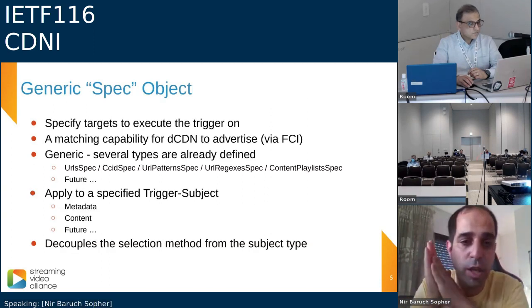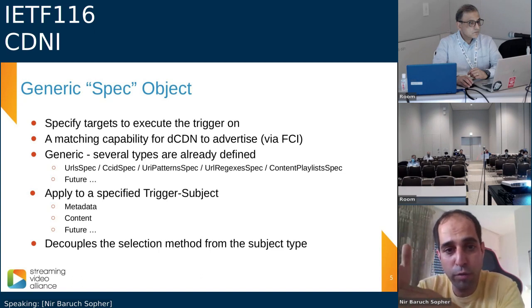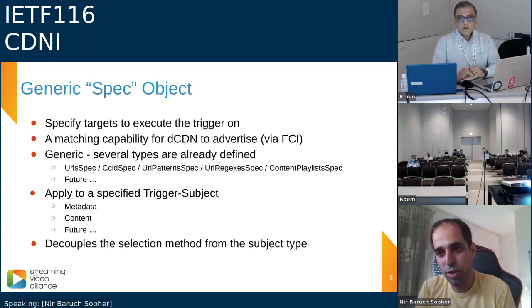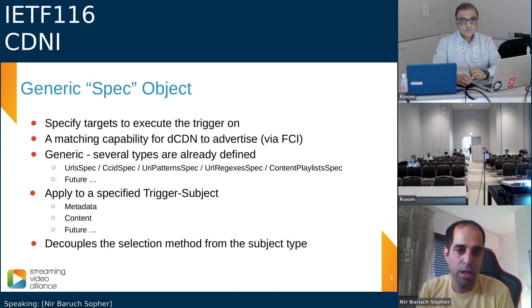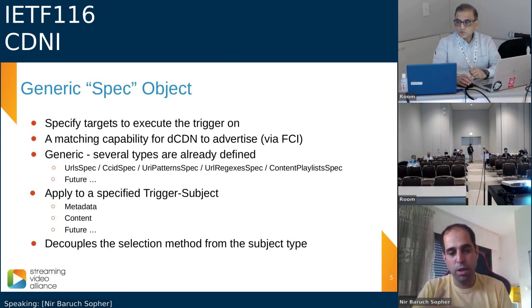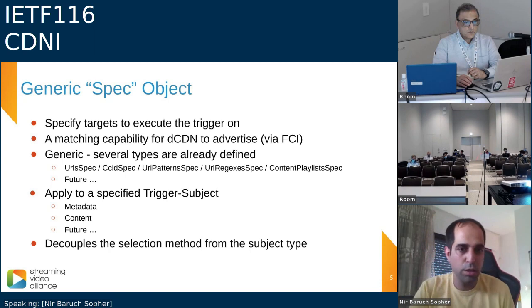Then we define the generic spec object. The generic spec object specifies the targets to run on. One advantage of adding such generic objects, beyond the main advantage, is that if we need a new type of object, we don't need to create a trigger v3 object. I have no real idea, but if we kept on adding properties like content matching or metadata matching, every such addition should probably create a new trigger version. So the first advantage is that we would not need to add new trigger versions anymore.